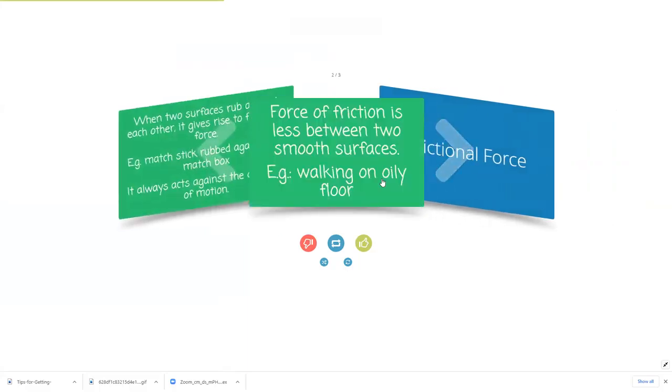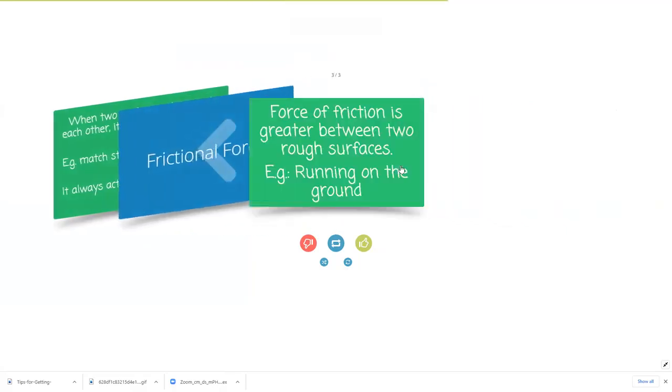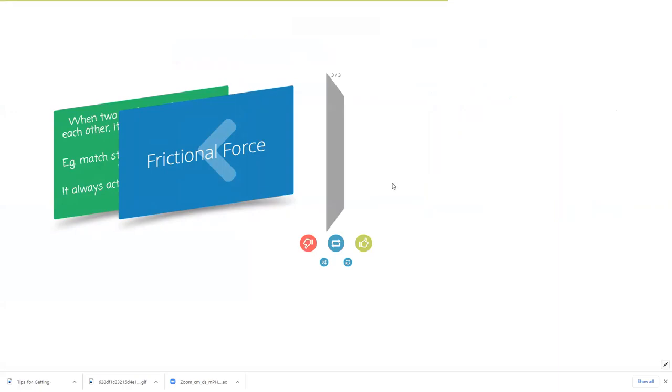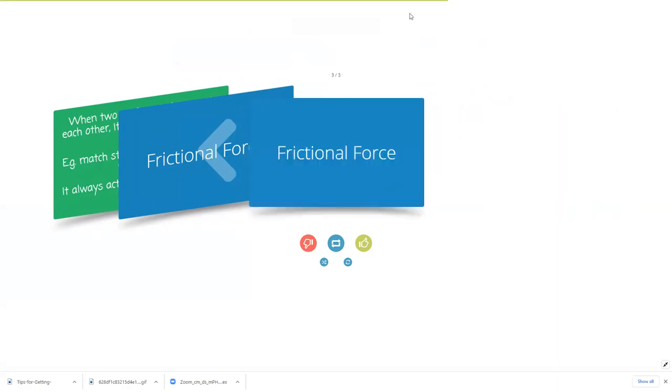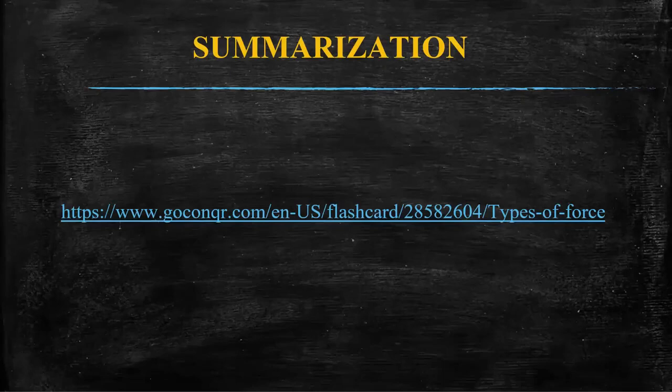Then we saw force of friction is less between two smooth surfaces. Example, walking on an oily floor. And force of friction is greater between two rough surfaces. Example, running on the ground or walking on the ground. So students, it's time to check how much you have understood from the topic today. So let me ask you the questions.